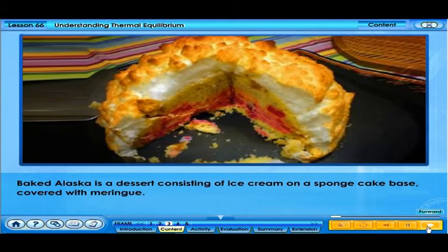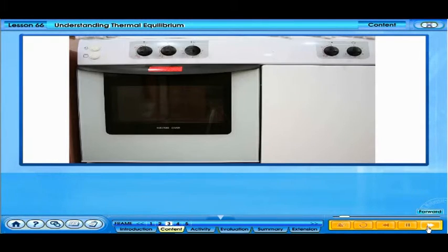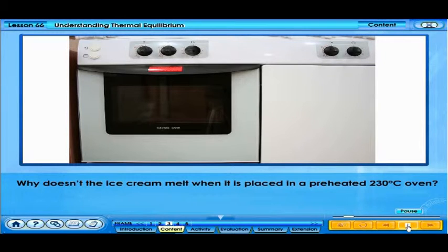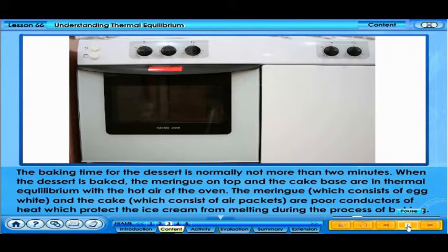Baked Alaska is a dessert consisting of ice cream on a sponge cake base covered with meringue. Why doesn't the ice cream melt when it is placed in a preheated 230 degrees Celsius oven? The baking time for the dessert is normally not more than 2 minutes. When the dessert is baked, the meringue on top and the cake base are in thermal equilibrium with the hot air of the oven. The meringue, which consists of egg white, and the cake, which consists of air packets, are poor conductors of heat which protect the ice cream from melting during the process of baking.